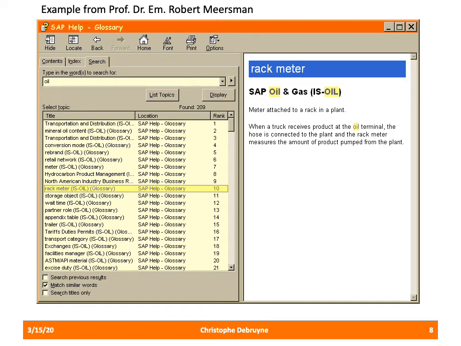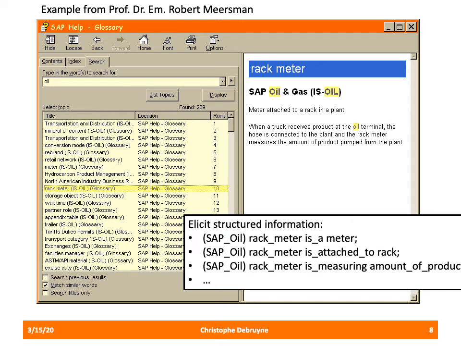Now, here's a specific example of a near ontology, the SAP glossary. In this screenshot, you can see that we looked up the definition for rack meter, which is considered a specific type of meter that measures the amount of product pumped into a truck. Now, that glossary contains a little bit of structure, and we can elicit information from that. So if we were to conduct the exercise, we could see that in that particular context of SAP, a rack meter is a meter, is attached to a rack, is measuring the amount of product pumped into a truck, and so forth.